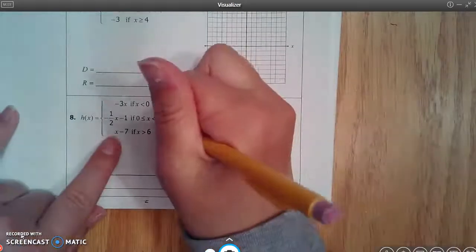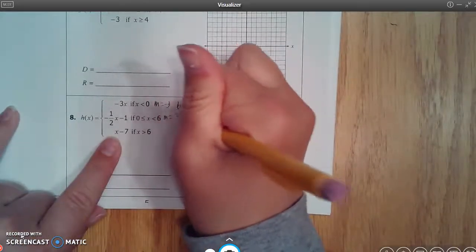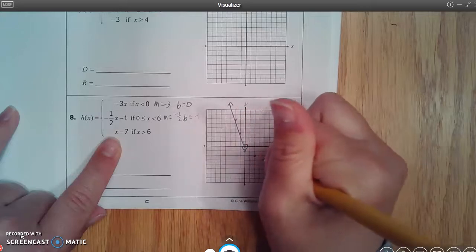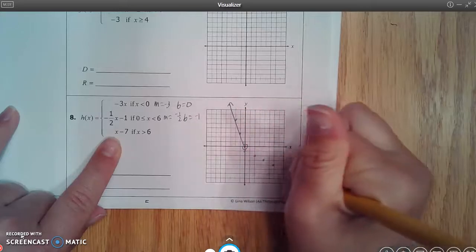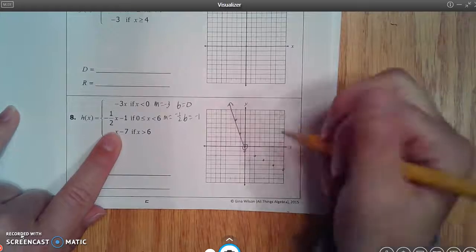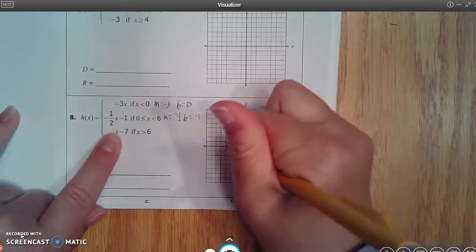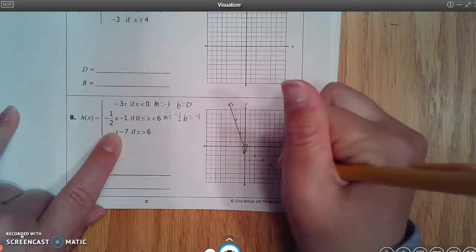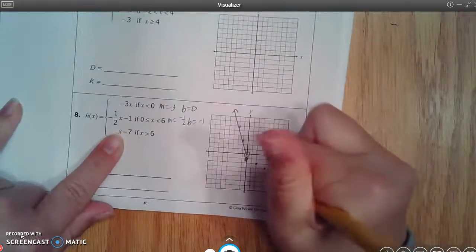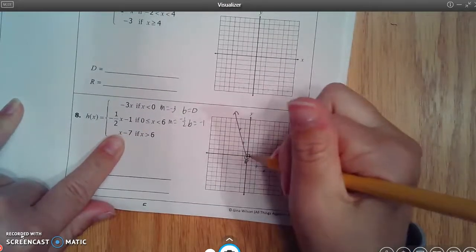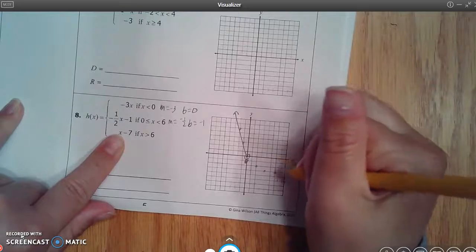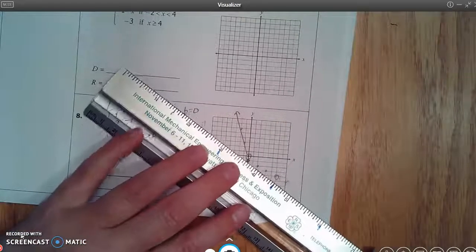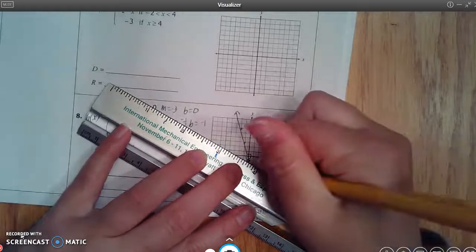Next one, my slope is at -1/2. My b is at -1. I'm going to go down 1 to the right 2. And I only want this between 0 and 6. 0 I'm going to include, but at 6, so 1, 2, 3, 4, 5, 6. I'm off somewhere because I'm missing lines, but 1, 2, 3, 4, 5, 6. Oh, it's right here. So it's going to be an open dot because I want numbers that are less than 6. So from here to here.